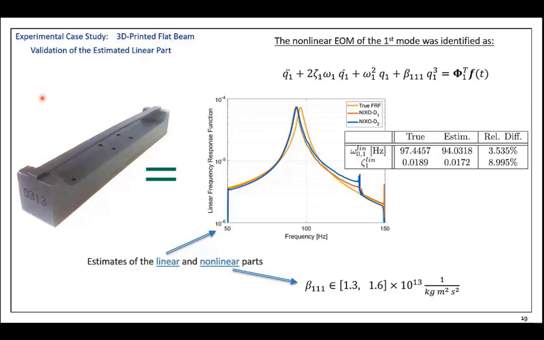Before focusing on the nonlinear part of the structure, let's first have a look at how the NIXO methods managed to detect the underlying linear system. A comparison of the true frequency response function to those identified by the algorithms is presented in the chart. As we can see, the true FRF and those found by NIXO are comparable. Moreover, the relative difference between the true and estimated linear natural frequency and damping ratio is lower than 9%, as shown in the table.